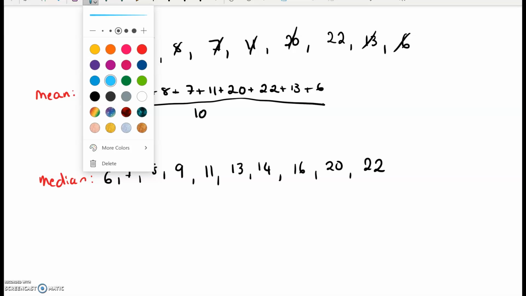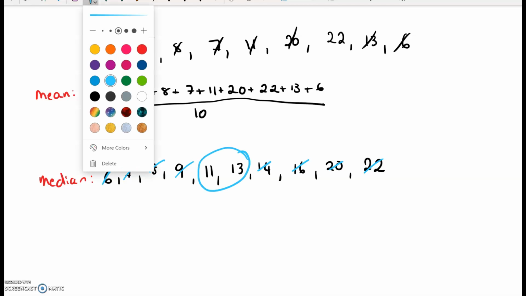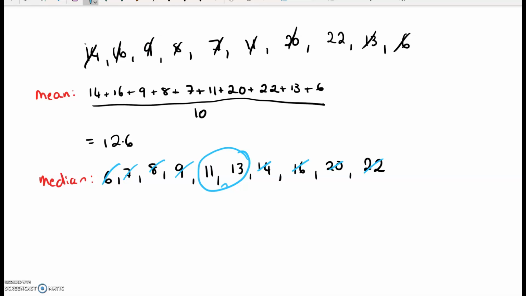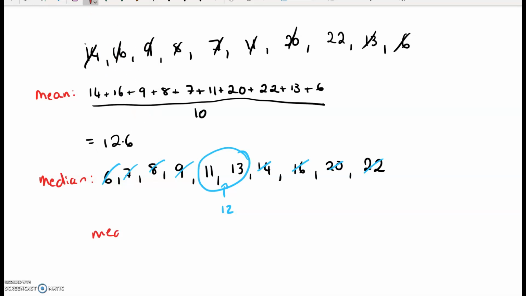Now we're going to do the same thing again. We're going to go through and cross these off from either side. And what you'll see is because we started off with an even number, our middle numbers in this case are actually going to be 2 of them. Okay, so we've got 11 and 13. So you've got to think, what's halfway between 11 and 13? Well, 12 is. So that means that our median is equal to 12.